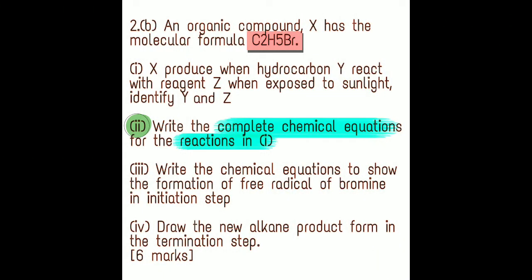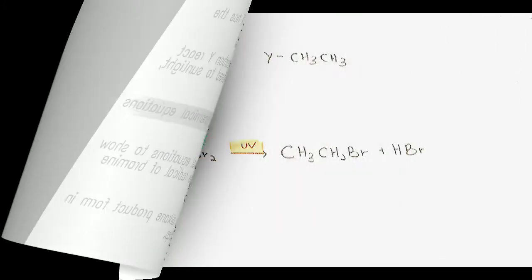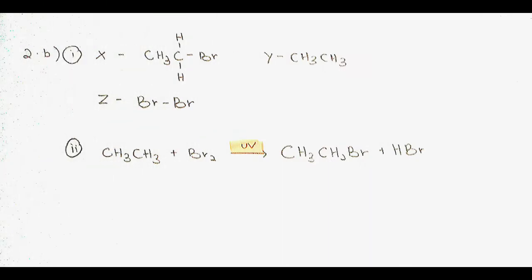Question B2. Write the complete chemical equation for the reaction in B1. From question 1, we know that when Y reacts with Z, we will produce X. So, our Y, CH3CH3, will react with reagent Z, Br2, and produce X, which is CH3CH2Br, and we must add HBr because if we don't add HBr, our chemical equation is not balanced. And don't forget to write UV or hv or sunlight in your chemical equation because if there's no sunlight, alkane doesn't undergo any reaction.